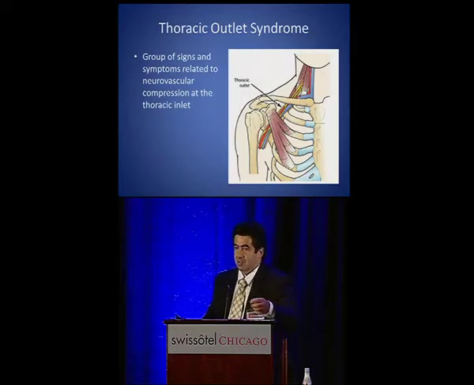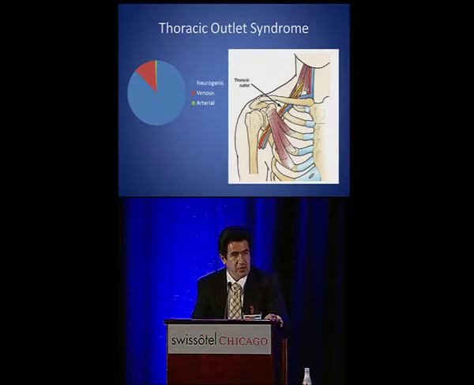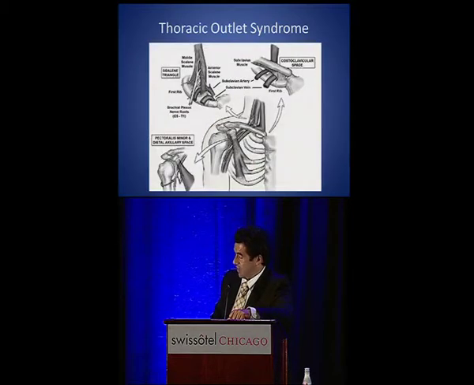So thoracic outlet syndrome is a group of disorders associated with compression at the thoracic inlet, and it comes in 3 different varieties. The vast majority of patients have the neurogenic variant of thoracic inlet syndrome, but about 5 to 6% do have a vascular thoracic outlet syndrome. The majority of that is venous thoracic outlet. Important to note is that 65% of those patients with vascular thoracic outlet do have a component of neurogenic symptoms in addition to the vascular entrapment.